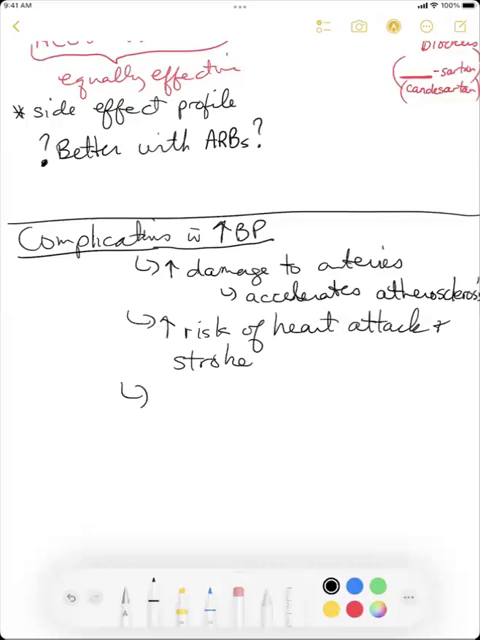The high blood pressure can damage the small little capillaries within the kidney, and it can lead to kidney failure and kidney disease.